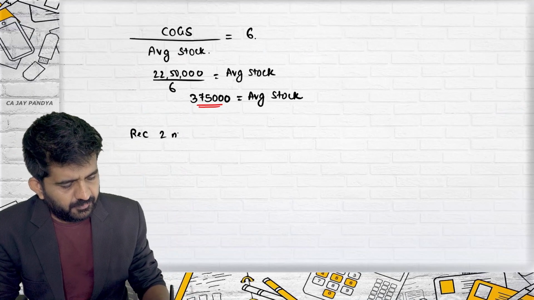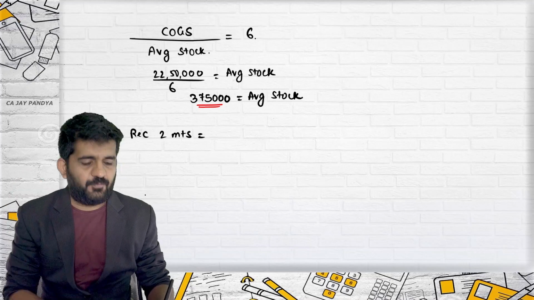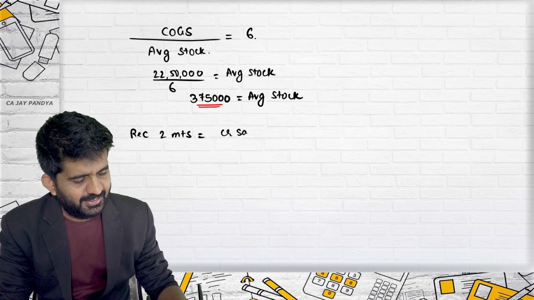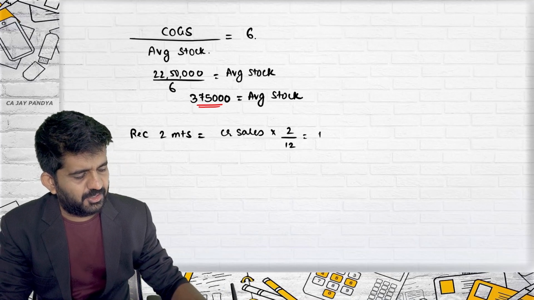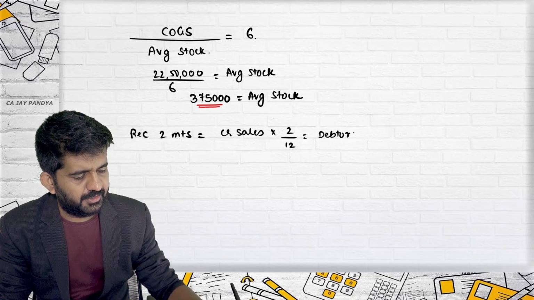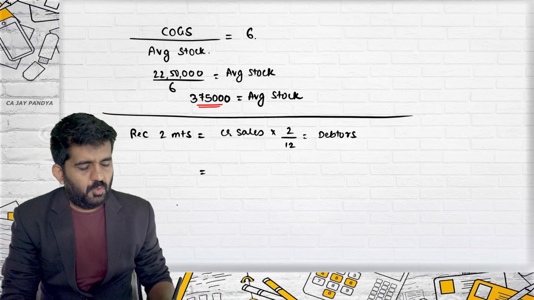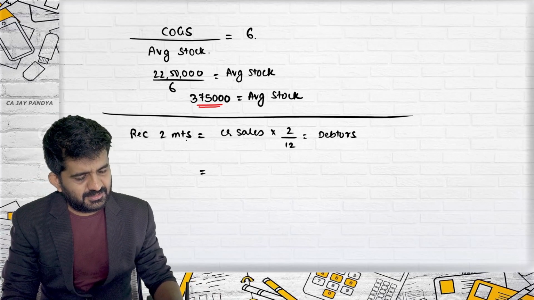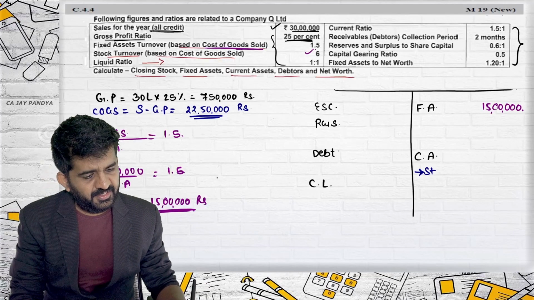Receivable is 2 months. You will have to go to that formula: credit sales multiplied by 2 divided by 12 is equal to debtors. What is the credit sales? Is it given? Yes, 30 lakhs.